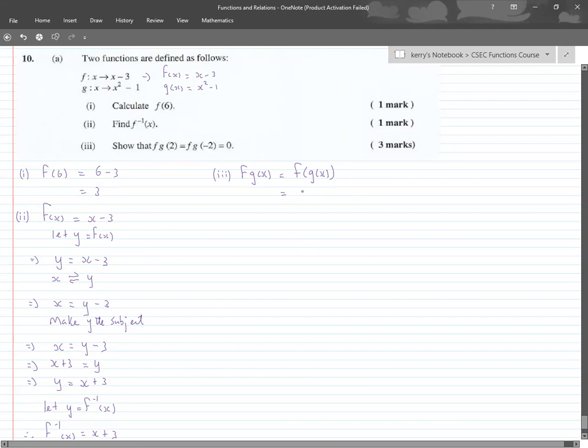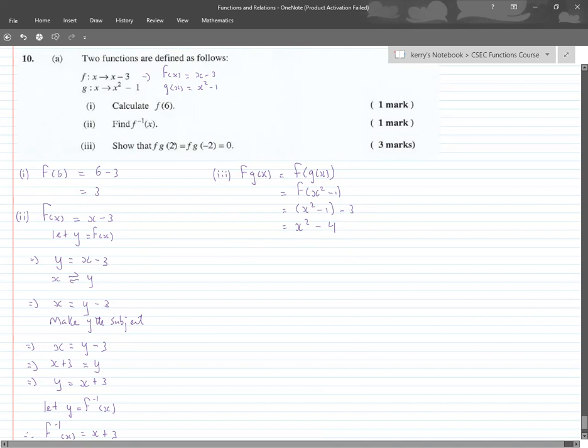So this becomes f of x squared minus 1. It means in f, you are replacing x with x squared minus 1. So it becomes x squared minus 1 minus 3, because this x is being replaced with what is inside here, which will give us x squared minus 4. This is not multiplied by minus 3. This is the contents of this bracket subtracting 3.